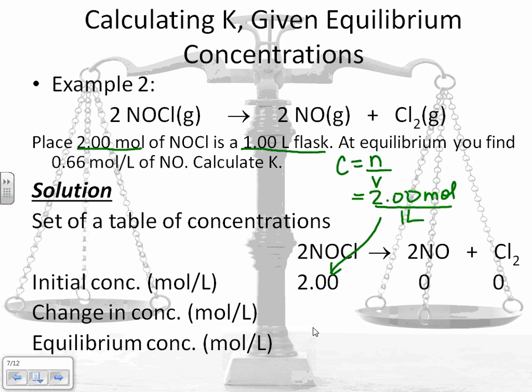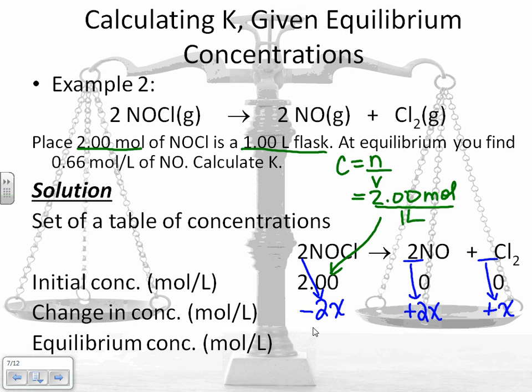And if that's the only thing that I'm putting into my flask, then I have nothing as a product. So I'm going to seal it up, wait for the reaction to happen. As it happens, my concentration of my reactants is going to go down by 2x. Remember to use your exponents in here. My concentration of my products have nowhere to go but up. So this one's going to go up by 2x, and Cl2 is going to go up by x. Again, make sure you bring your coefficients down in there.